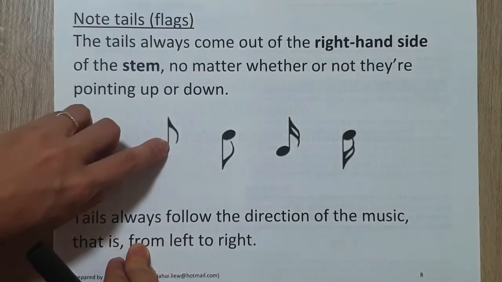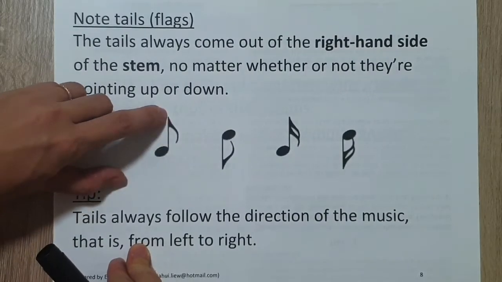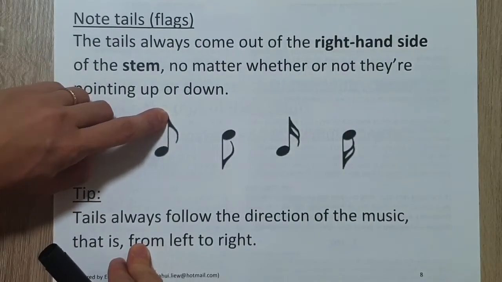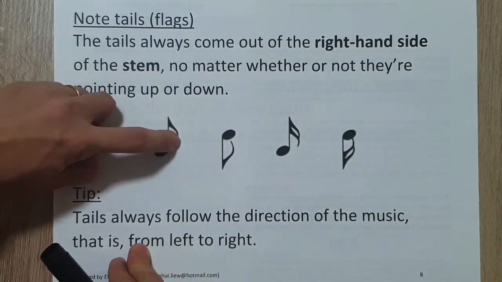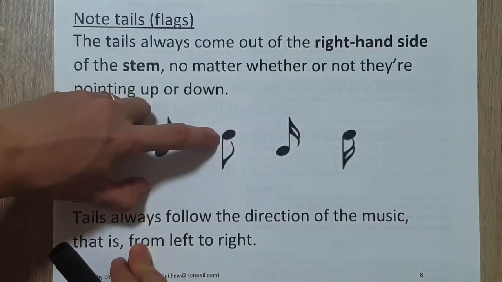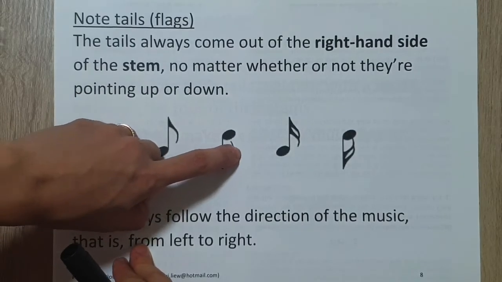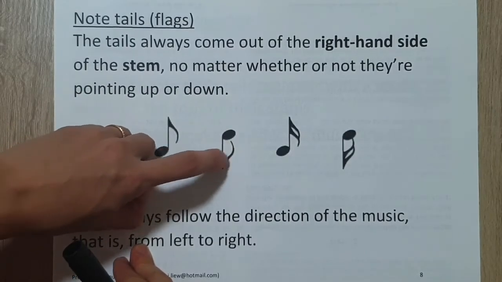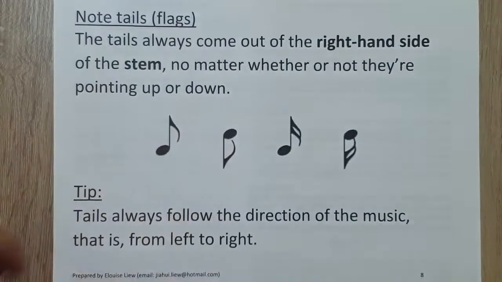This is a note with the stem pointing upward. So the stem must come out from the right side, correct? And the tail will automatically be on the right. It's always on the right. Check out this note. So here is the note head. The stem is pointing downward, coming out from the left-hand side. And the note tail is towards the right as well. So you see, no matter how you draw the note stems, the tail is always on the right. So the tip is this.